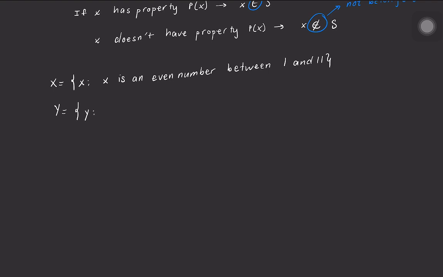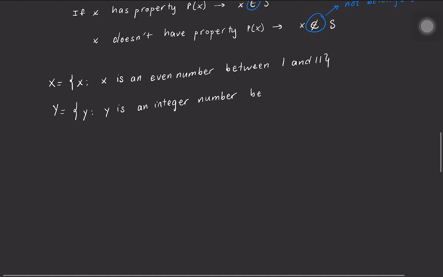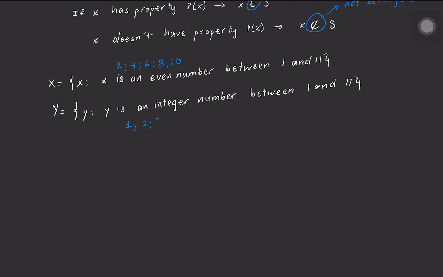And for Y, it is all the y elements. Again, we can denote the elements with any variables. That's fine. So Y is an integer between 1 and 11. In simple terms, for X we have 2, 4, 6, 8, 10, right? And for Y, we're going to have 1, 2, 3, 4, until 11, right?